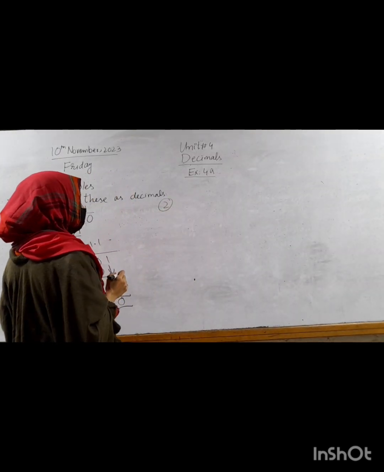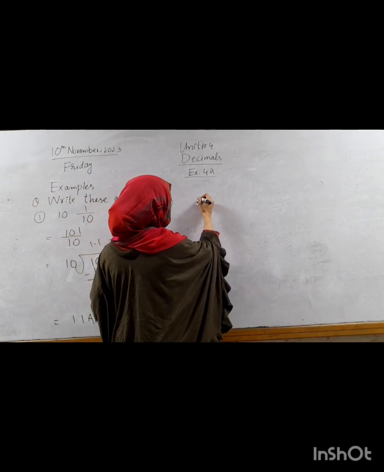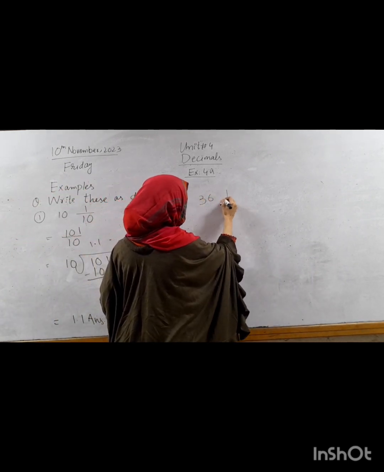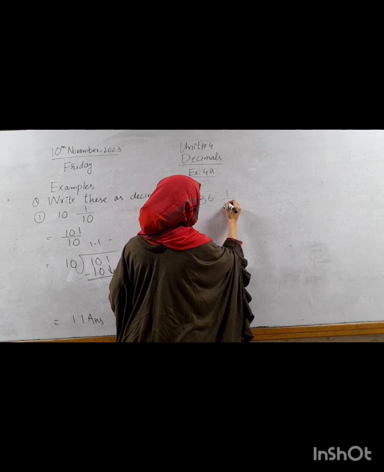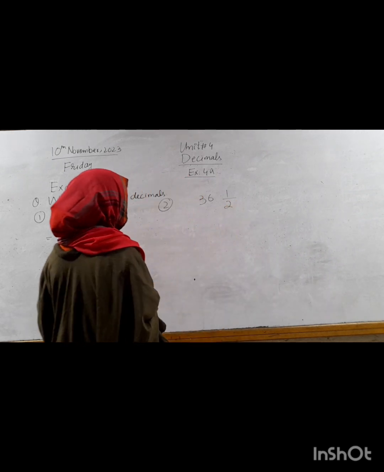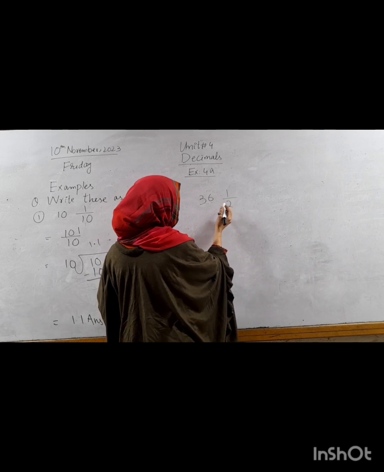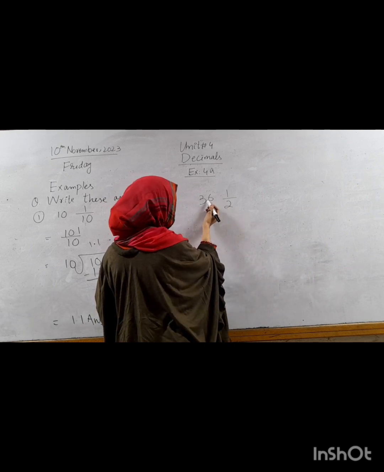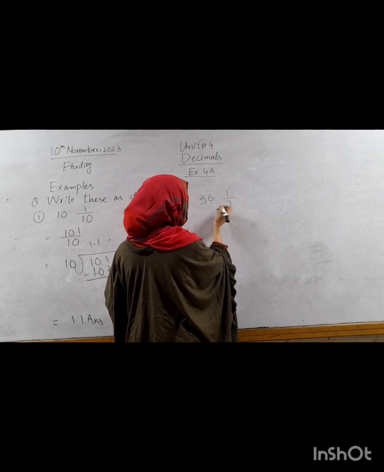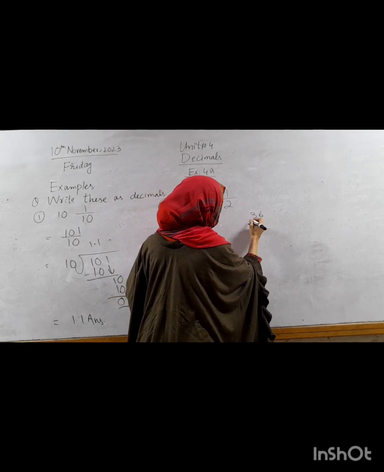Now we have another example: 36 and 1 by 2. Again we have to follow the same rule. We will multiply the denominator with the whole number and then add the numerator. 36 multiplied by 2.